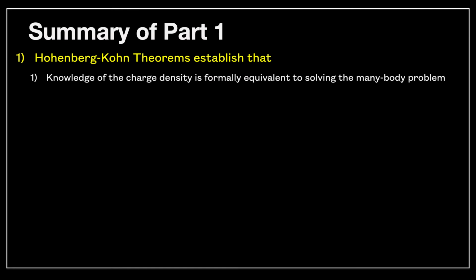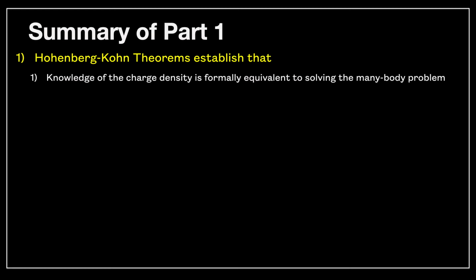So what we did in the previous part, we laid out the fundamental theorems and background for using density functional theory. The first thing we did is to establish the Hohenberg-Kohn theorem, which basically provides a mapping, a one-to-one correspondence between the density of charge and the property of a ground state of a many-body problem.